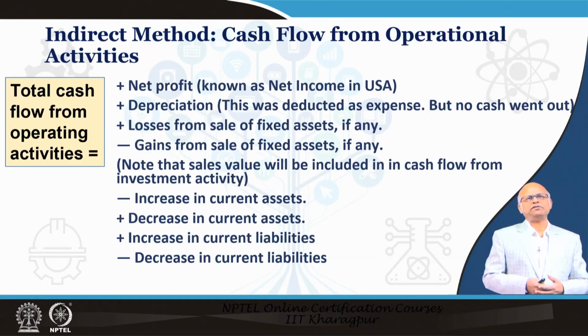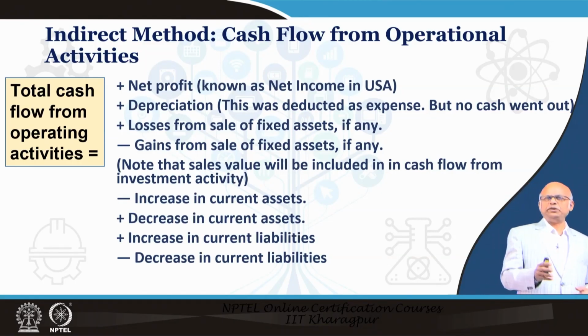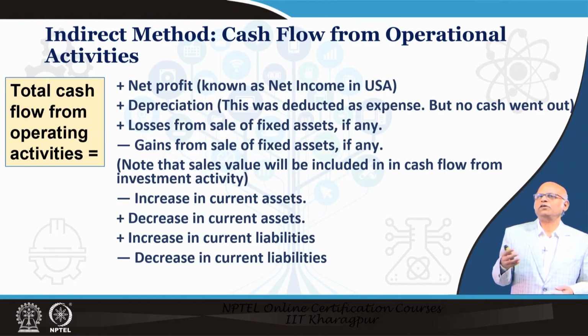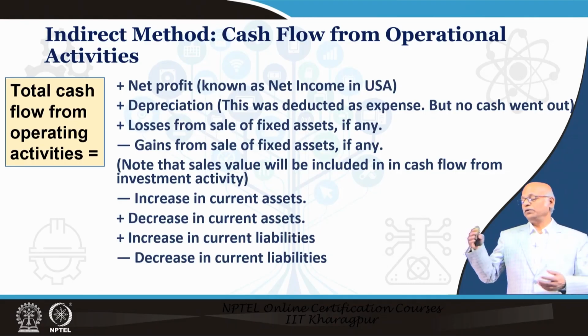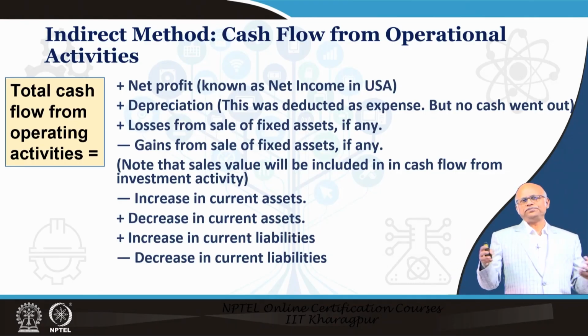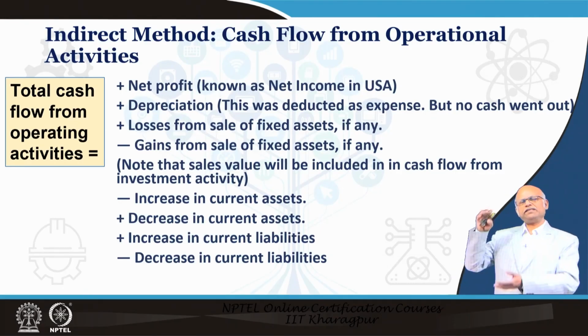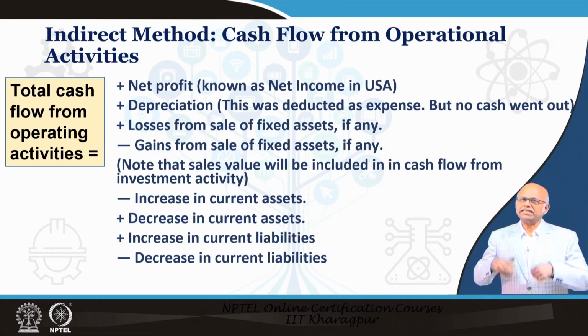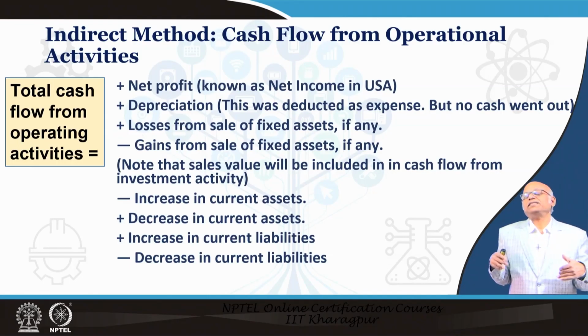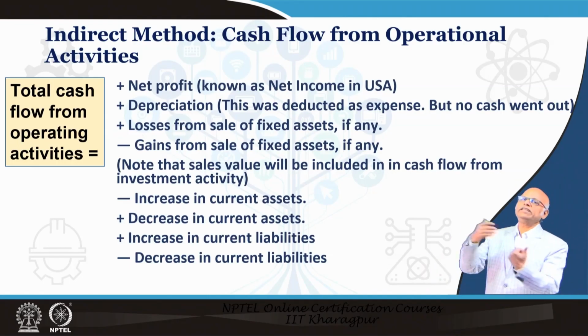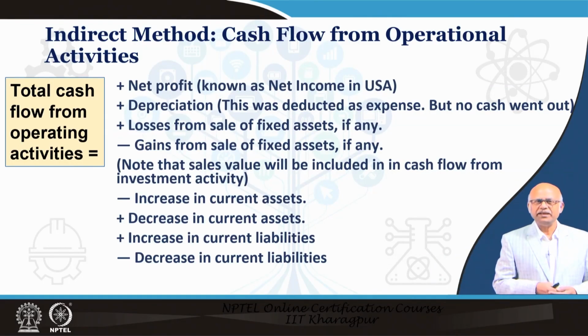So, operating cash flow statement includes net profit, depreciation, losses from sale of fixed asset or gains from sale of fixed asset. If there is, say, increase in current asset, if current asset goes up, that means cash has gone in to make those current asset, or decrease in current asset, meaning that cash has been released in the process of decreasing in current asset.